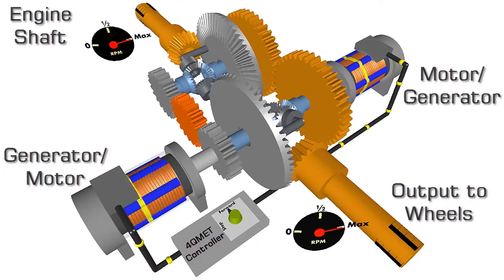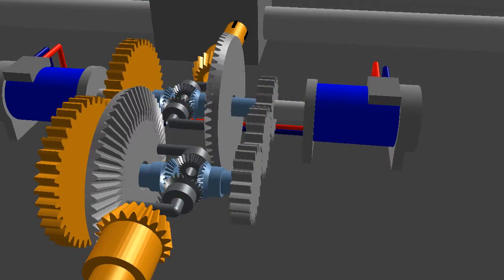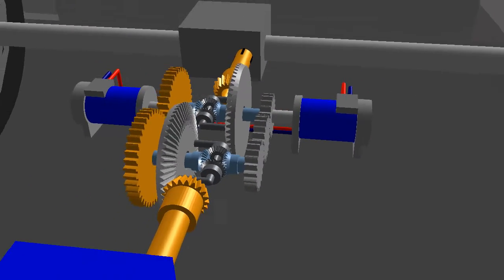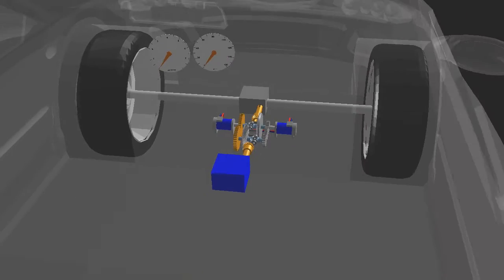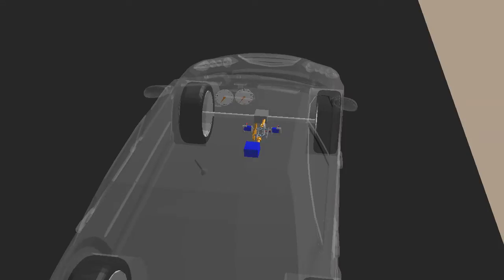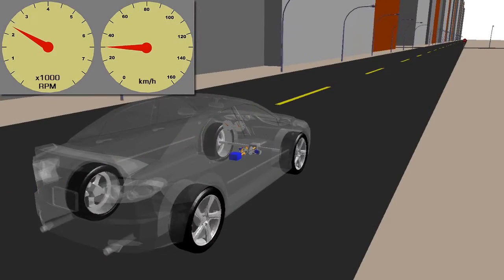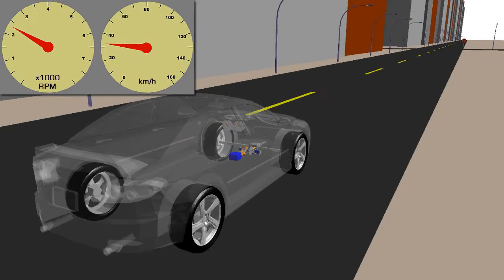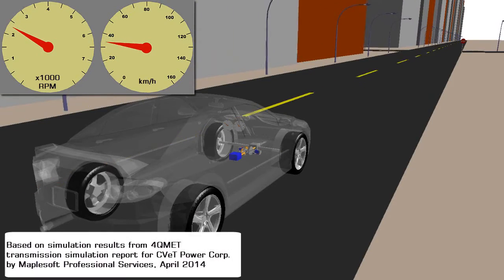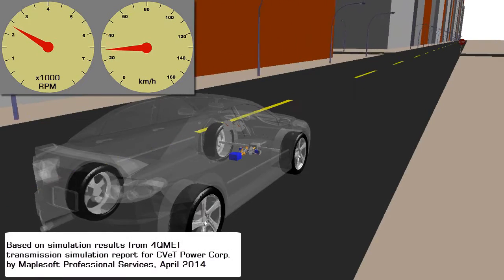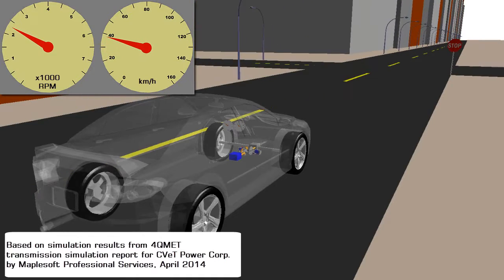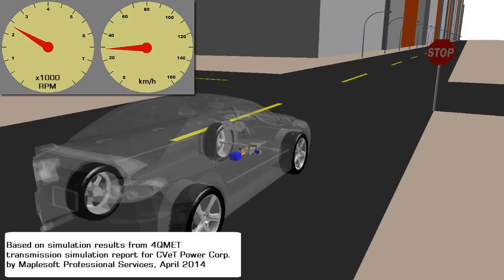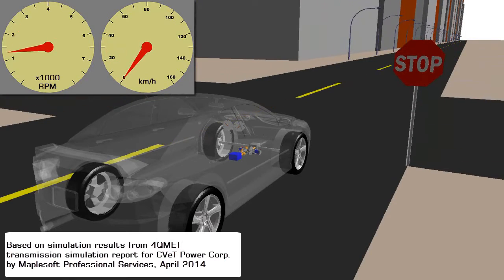Now let's consider the operation of the 4QMET in a vehicle. The primary advantage of being able to continuously vary the gear ratio is that whatever the speed of the vehicle, the engine speed can be set to its most efficient operating point. This efficiency advantage is most prominent during city drive cycles, where the vehicle is making many starts and stops. Under these conditions, vehicle engines can't operate at their maximum efficiency, and this is particularly true for service vehicles such as delivery trucks and buses.